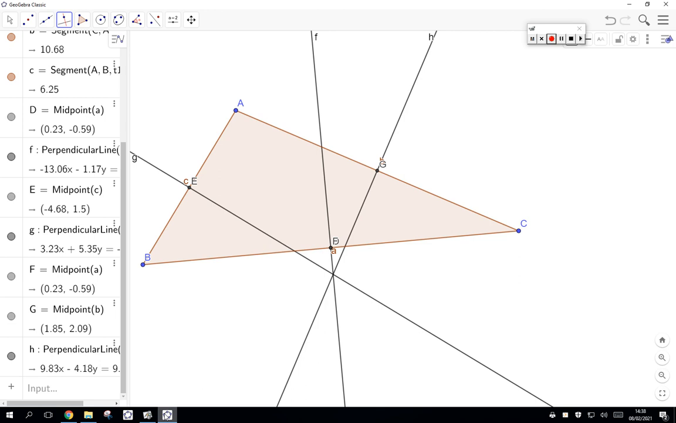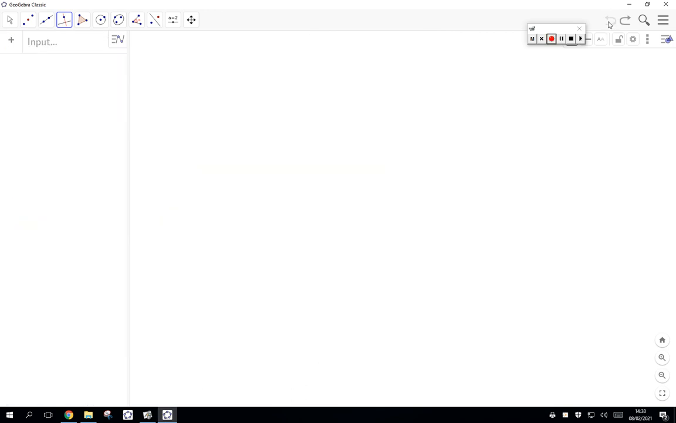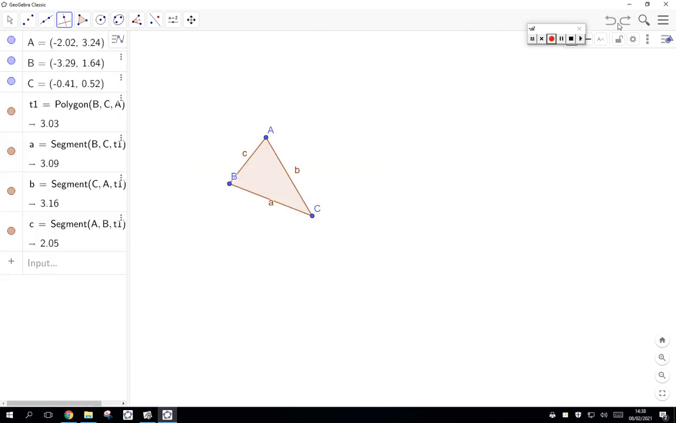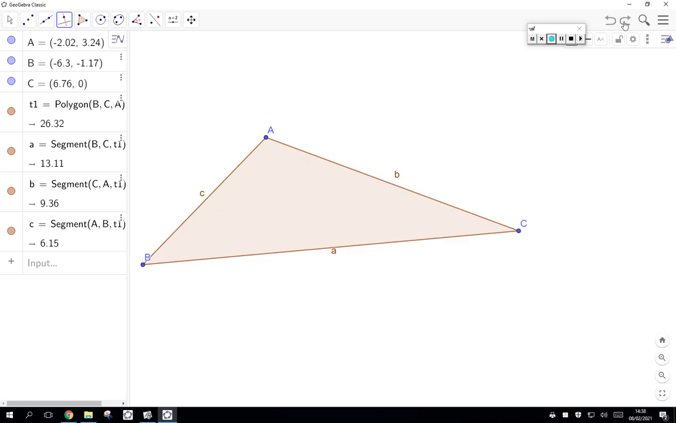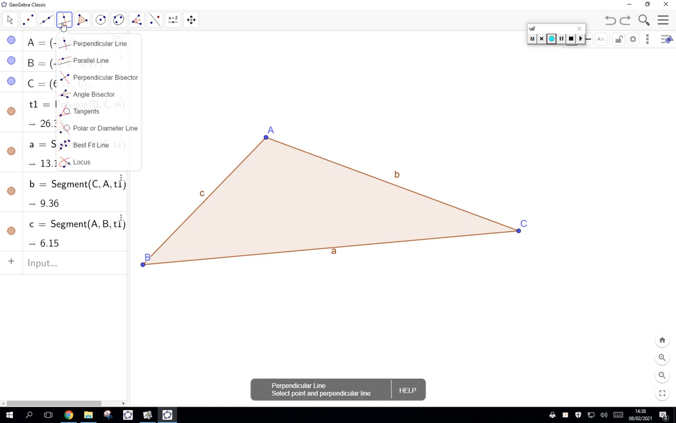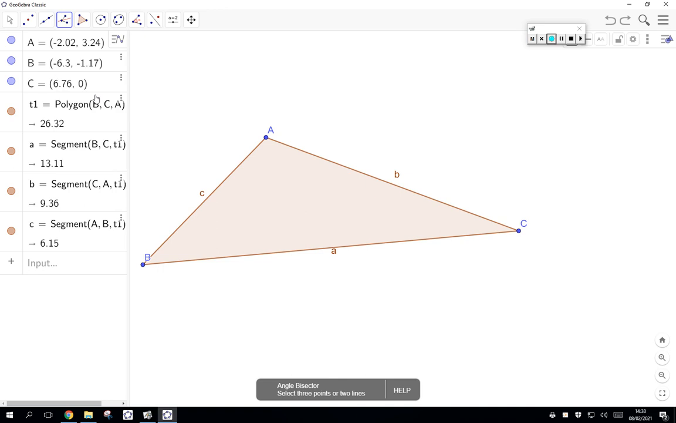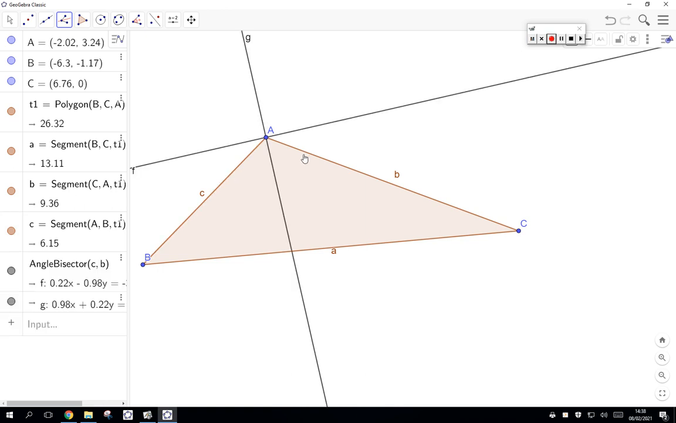So get rid of some of this stuff. I'm just going to use my undo key here repeatedly until I get what I'm looking for. Expand that out. So to draw an angle bisector, well, I can cheat a little bit here. GeoGebra has an angle bisector function here. So I just pick the two sides that I want to bisect. And there we are. It puts in this one here, G, is the angle bisector. This is normal to that.